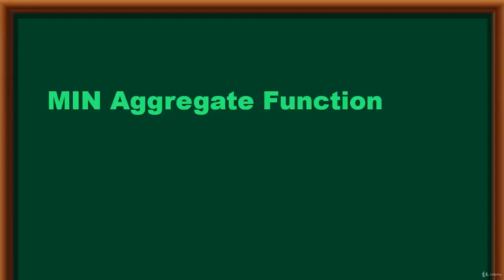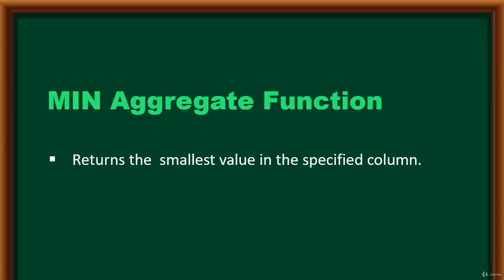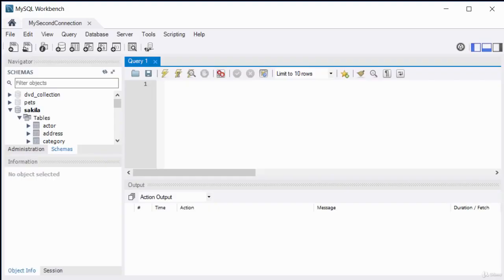Hello and welcome to this video. I will be introducing you to the min aggregate function. The min aggregate function is basically used to return the smallest value in the specified table, column, or field. So if you have a range of values in a specified column and you wanted to find out the smallest value in that range, then the min aggregate function is ideal for that purpose.